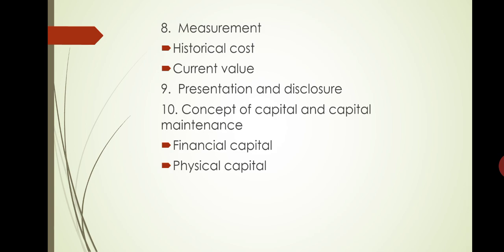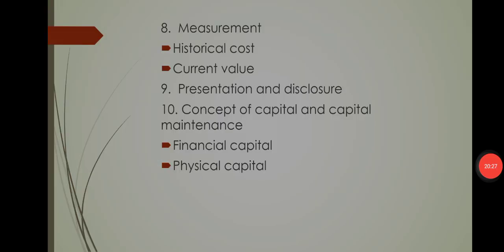Next one, concepts of capital and capital maintenance. The framework explains two concepts of capital, that is financial capital and physical capital. Financial capital is synonymous with the net assets or equity of the entity. Understood? Under the financial capital maintenance concept, the profit is earned only when the amount of net assets at the end of the period is greater than the amount of net assets at the beginning. Understood? So after excluding contributions from and distributions to equity holders.